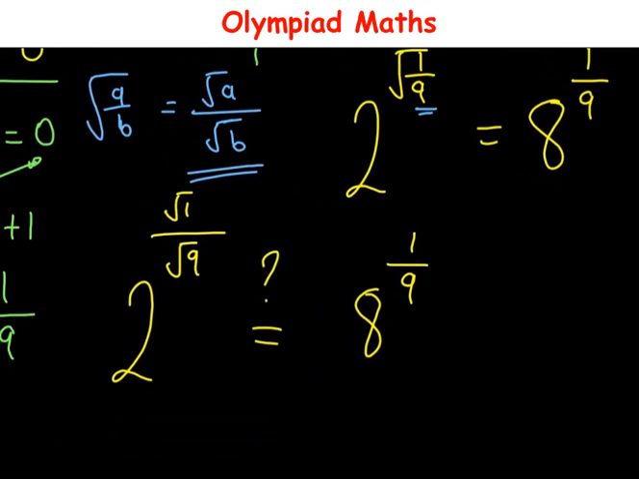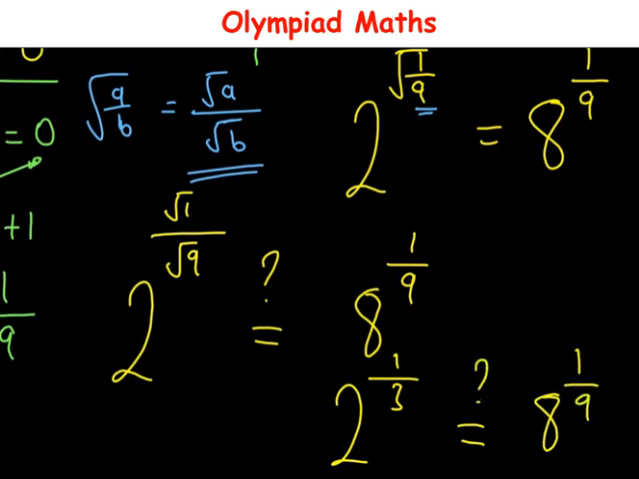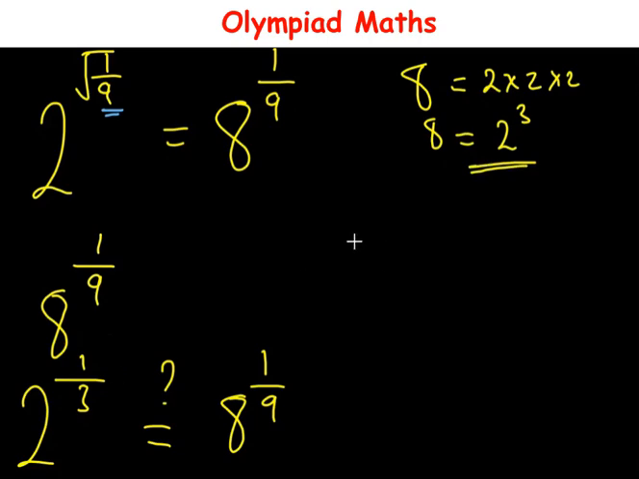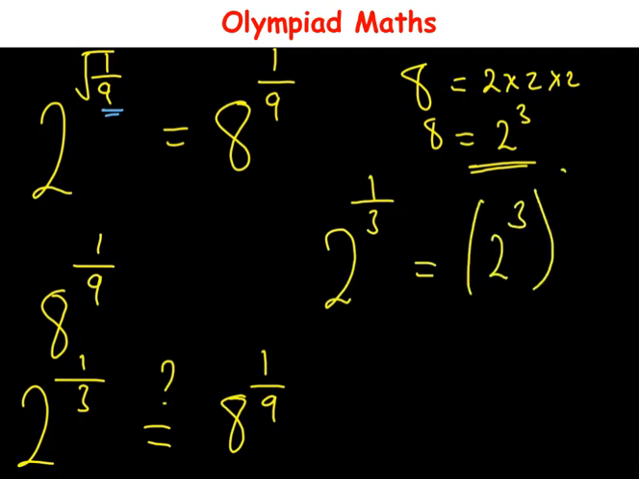From here, we have 2 raised to power root 1, which is 1, over root 9, which is 3, with this equal 8 raised to power 1 over 9, question mark? Now don't forget that 8 is equal to 2 times 2 times 2, which is 2 raised to power 3. So 8 is equal to 2 raised to power 3. So from here, we have 2 raised to power 1 over 3, with this equal 8, now in bracket 2 raised to power 3, all raised to power 1 over 9, question mark?